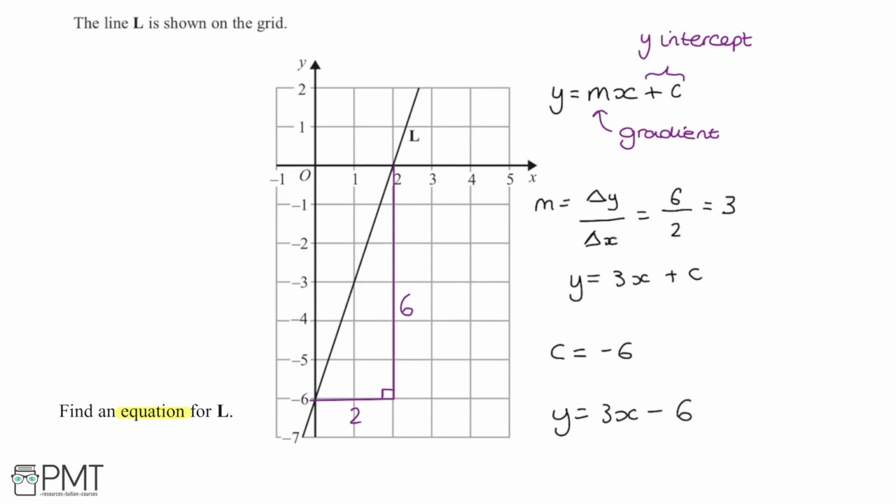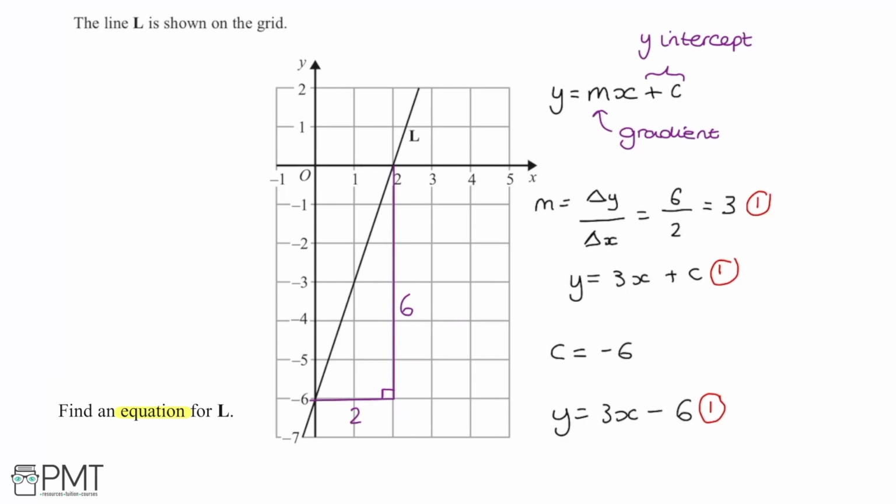Now, as for how the marks are awarded here, we would get the first mark for working out this gradient that we did of 3. And then another mark for writing down this equation here, so just stating that we know that y is equal to 3x plus this value of c that we're then going to work out. And then the final mark was for this correct final answer here.